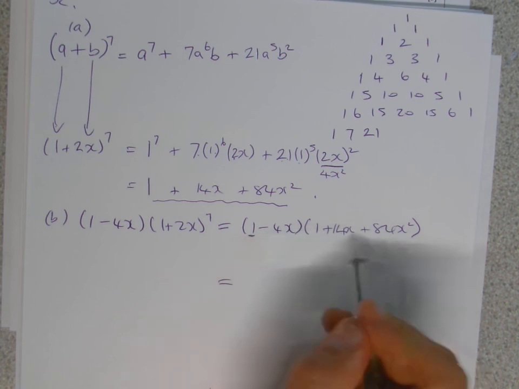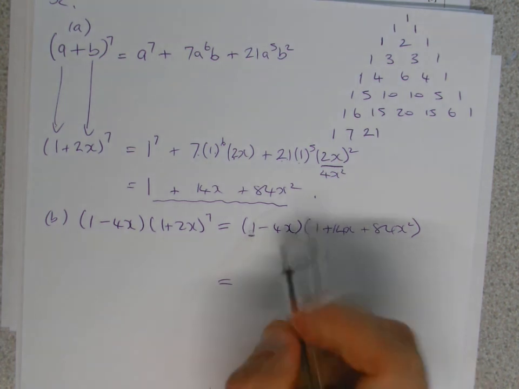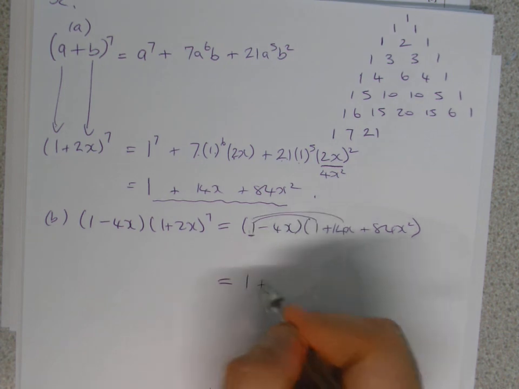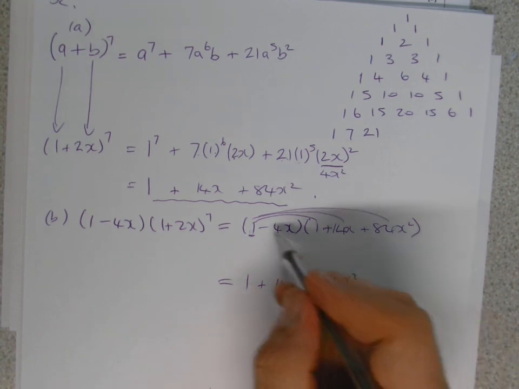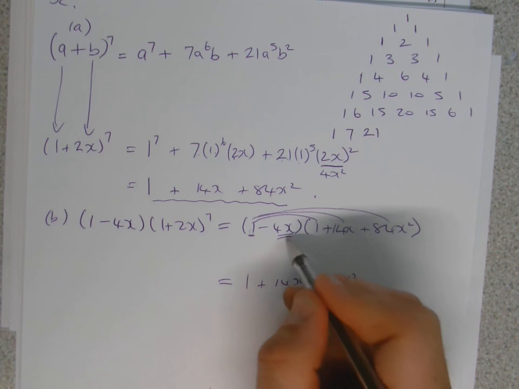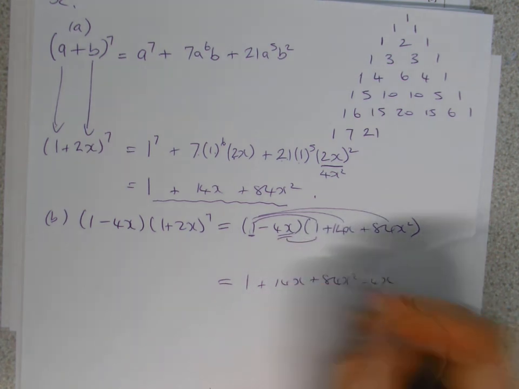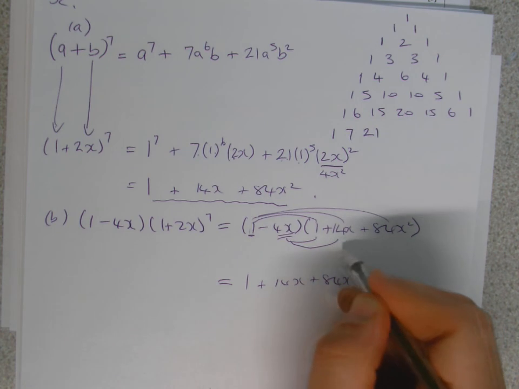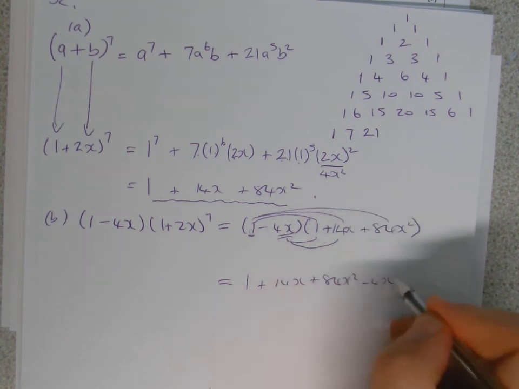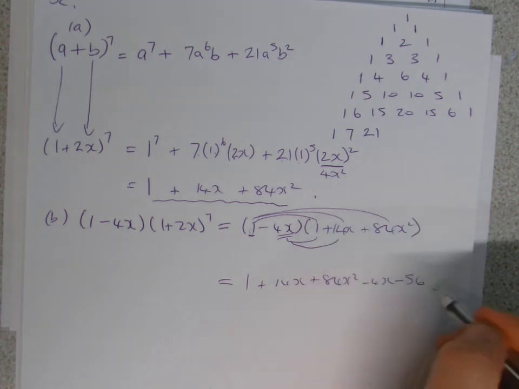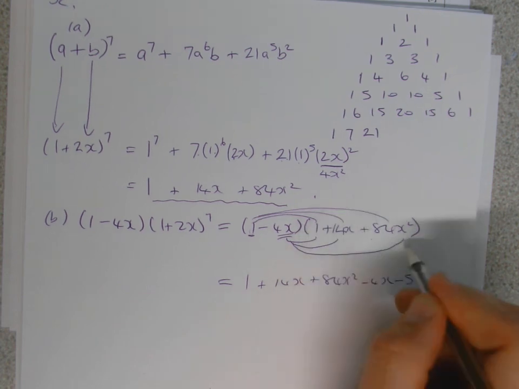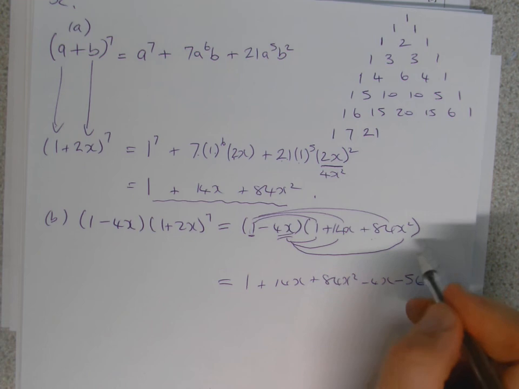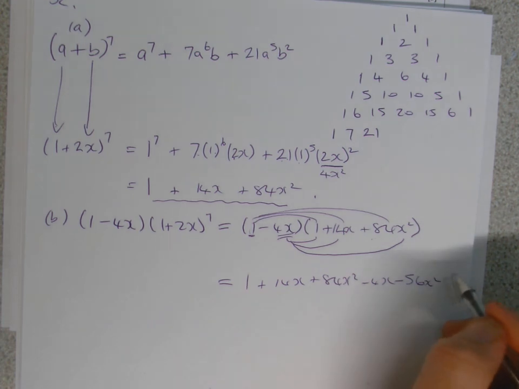You multiply everything in this bracket by the first term in here. So 1 times 1 is 1. 1 times 14x is 14x, and then 1 times 84x squared is 84x squared. Okay, and then you multiply everything then by the second term. So minus 4x times 1 is minus 4x. Minus 4x times 14x, well, 4 times 14 is 56, and x times x is x squared. And then the last one, minus 4x times 84x squared, when you do x times x squared, you'll get x cubed. Okay, and we don't actually need x cubed, so I don't need to write it down, because they only want the first three terms.